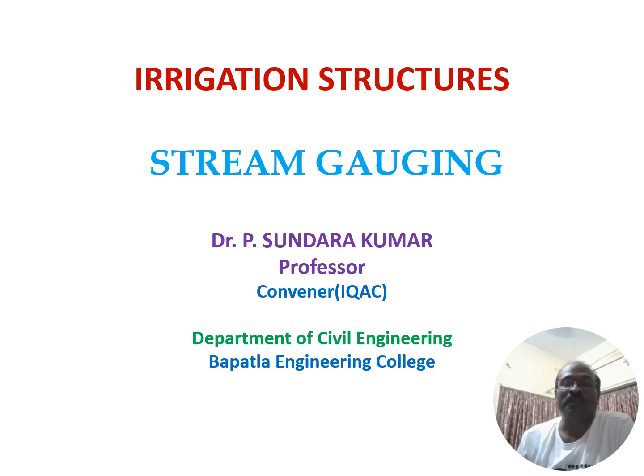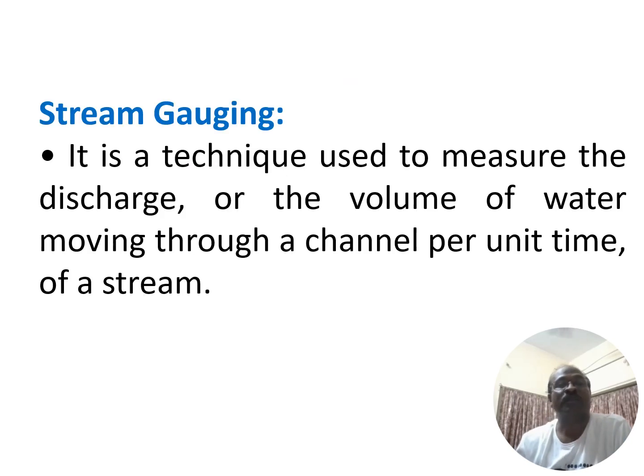Today I'm going to start the lesson on irrigation structures. One of the topics in irrigation structures is stream gauging. What is stream gauging? It is a technique used to measure the discharge, or the volume of water moving through the channel, per unit time.